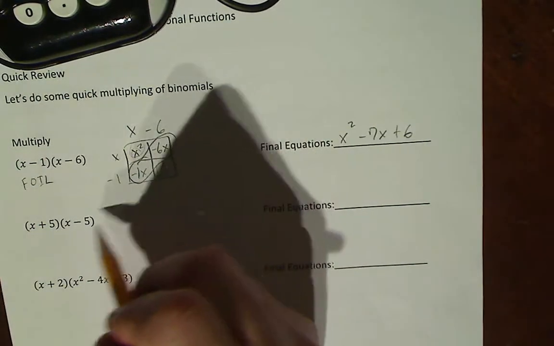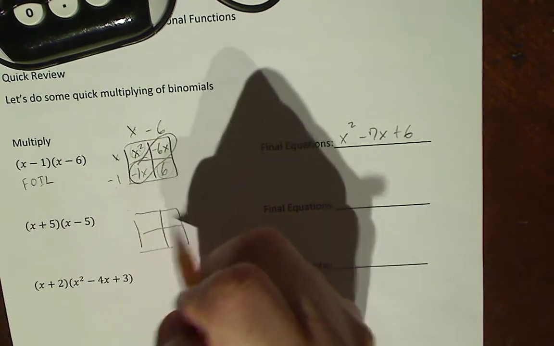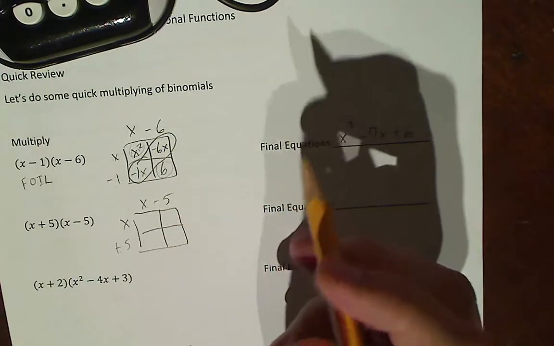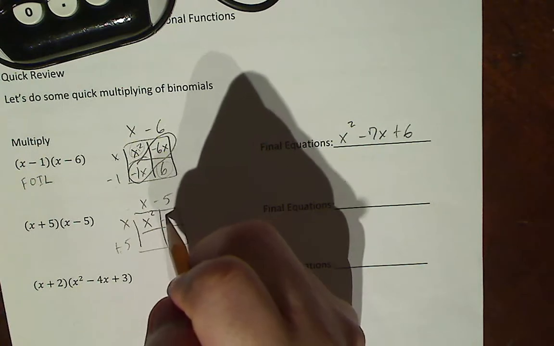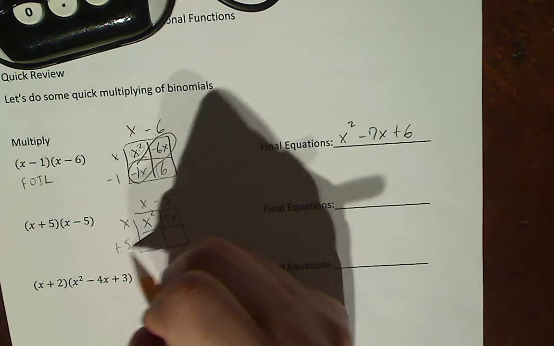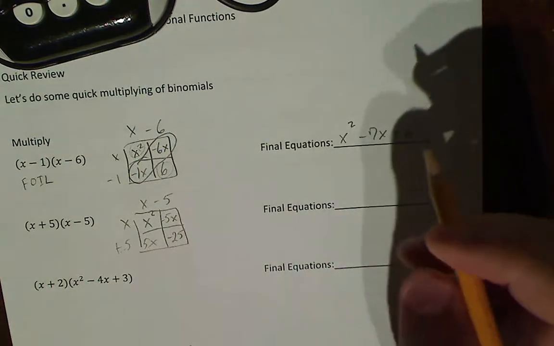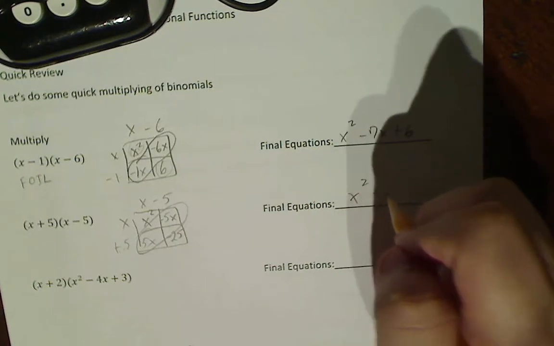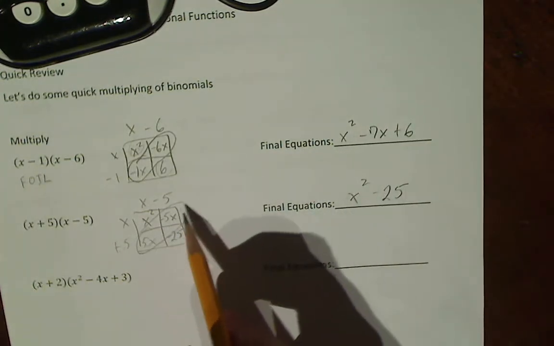Same thing if I had these two right here. This is x plus 5 and this is x minus 5. Does it matter if plus 5 or minus 5 goes here? Not really. You'll get the same answer. X and x is x squared. X and negative 5 is negative 5x. X and 5 is 5x. 5 and negative 5 is negative 25. Again, you put these numbers together, so you end up with x squared minus 25, because 5x minus 5x becomes 0.